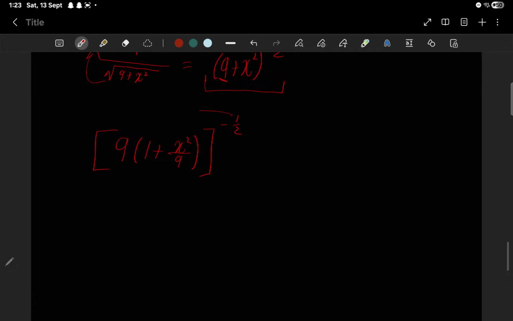Now we can distribute this here. So, 9 to the power of negative 1 over 2. Do it on a calculator. It's going to be 1 over 3, I'm pretty sure. So, 9 to the power of negative 1 over 2.